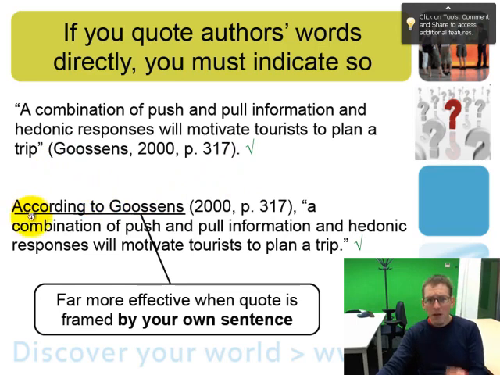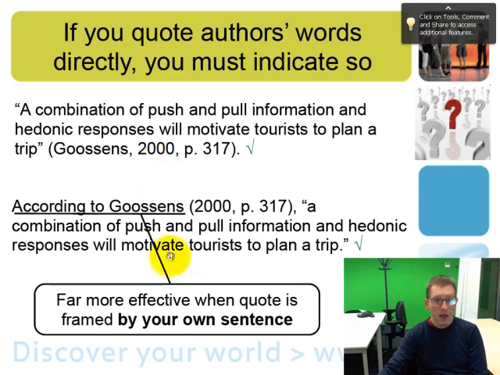It's much better if you do it this way, if you frame it in a sentence of your own by saying, according to Coherence in 2000 on page 317, and then you quote and you put in the text from Coherence. And again, after this, you would pick up with another sentence of your own, maybe explaining what he meant by that quote. So this bottom example is far, far more effective than this top one.